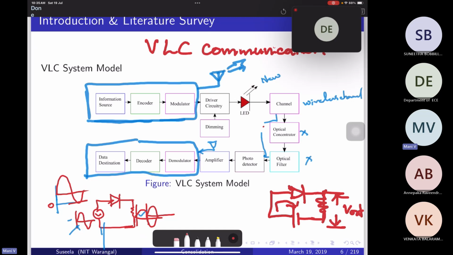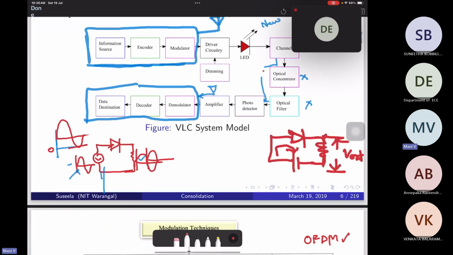That means your information is in the form of alternating currents, right? Just one example I am taking, that is a sinusoidal signal. Suppose I am sending his voice, that has a fundamental frequency of maybe 5 kilohertz. So this kind of waveform I am transmitting through a diode. Now, can your diode function for this alternating current? Yes or no? Will it allow this alternating current?